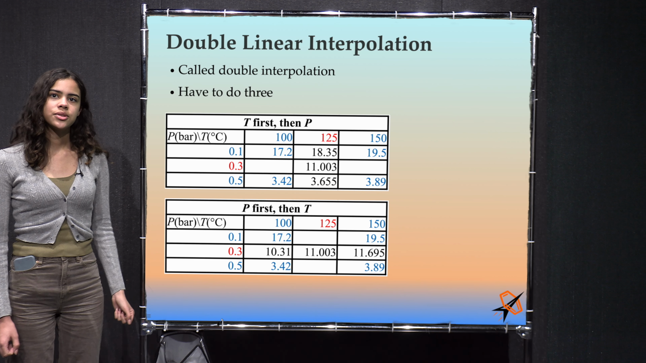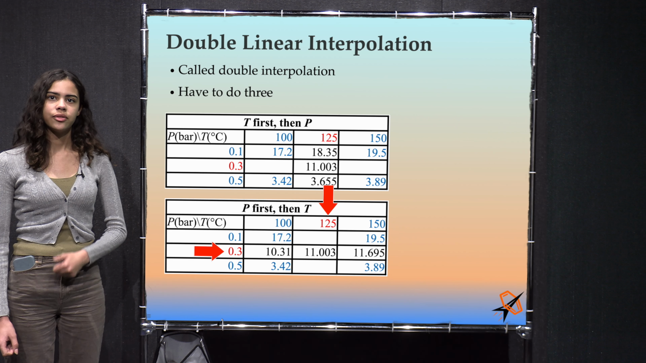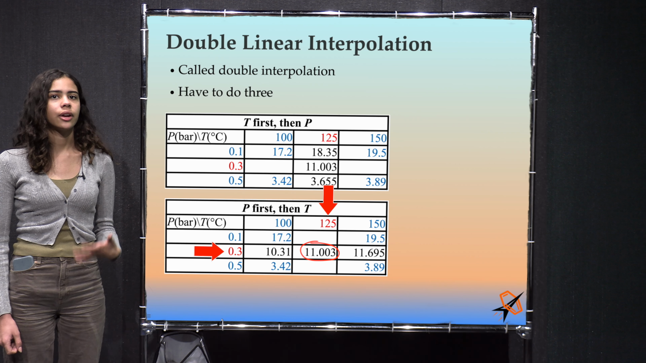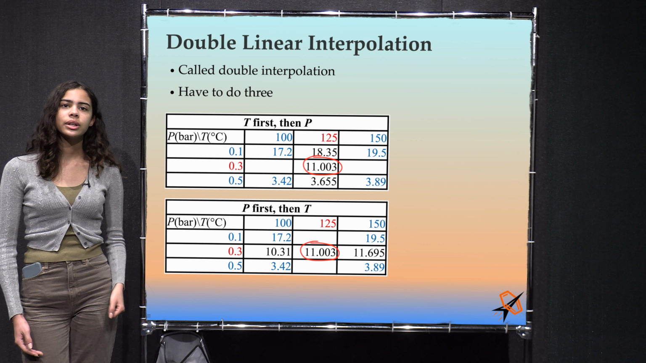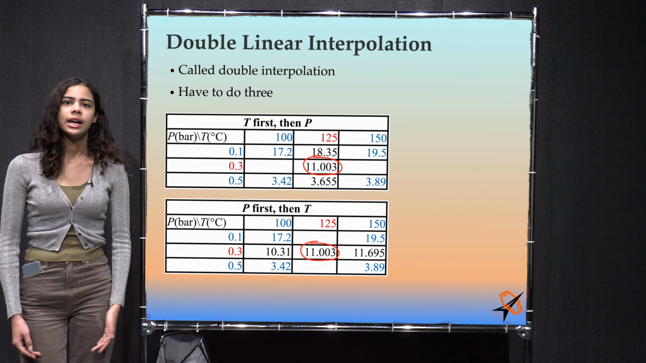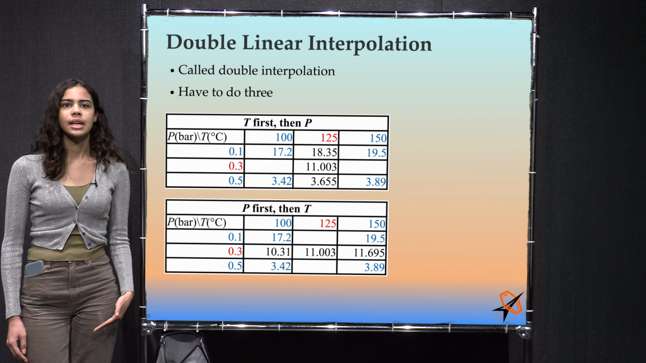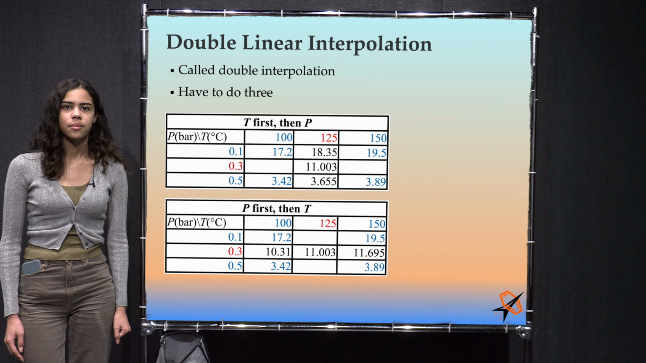We then interpolate using temperature along the 0.3 pressure row again, using 125 degrees Celsius, and we end up with 11.003 as the final answer. You'll note that the two answers are the same. That's because if you're doing linear interpolation among the four values, it doesn't matter which order you do it in. There's a link to the spreadsheet with these examples that include nonlinear interpolation in the descriptions below.